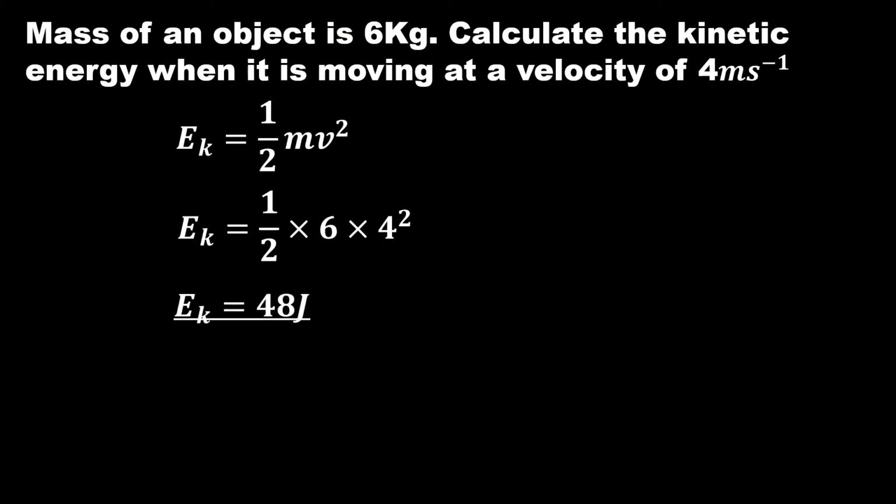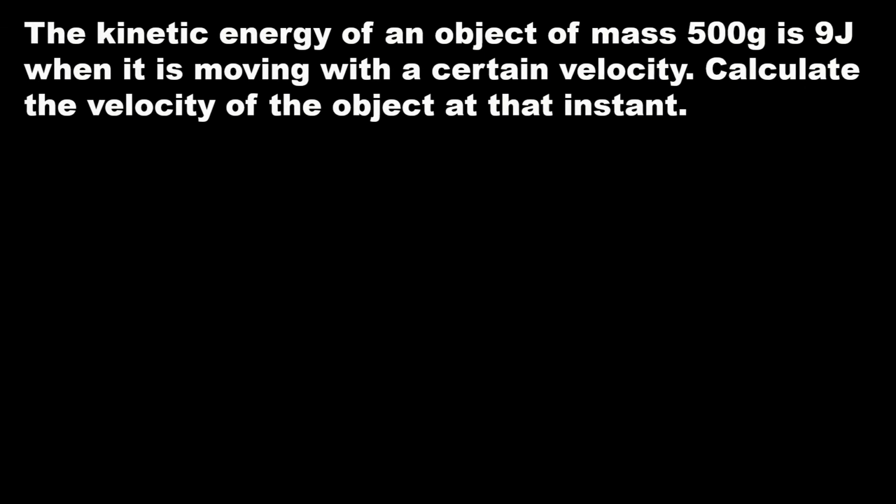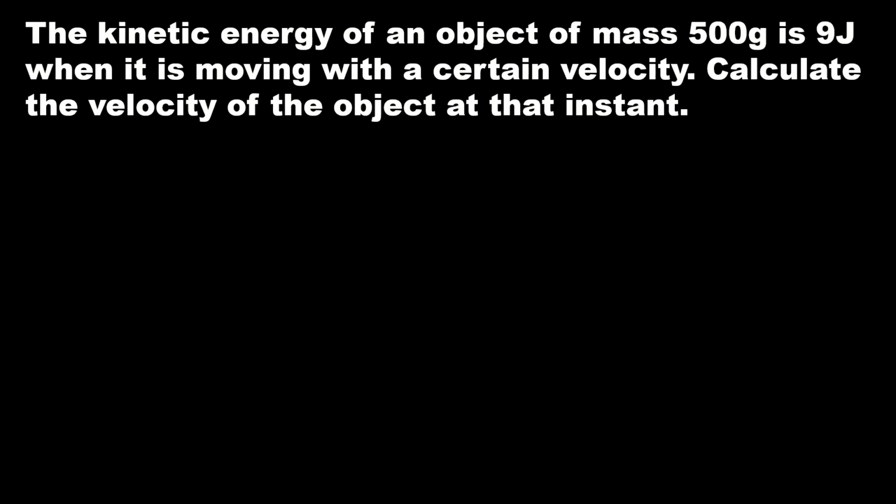Now the equation can vary too. Look at this question. The kinetic energy of an object of mass 500 grams is 9 joules when it is moving with a certain velocity. Calculate the velocity of the object at that instant. So we are not asked to find energy in this situation, we are asked to find the velocity. This is not tough, but the majority get this wrong.